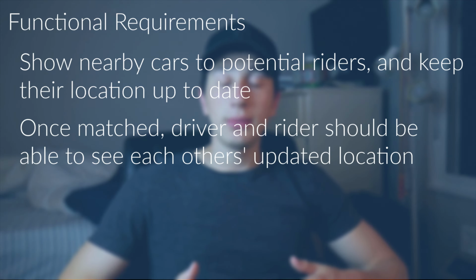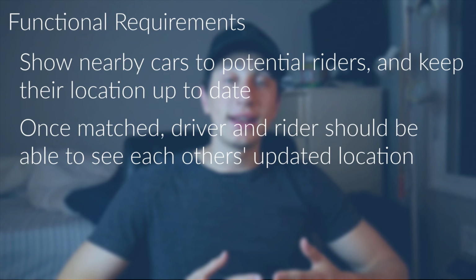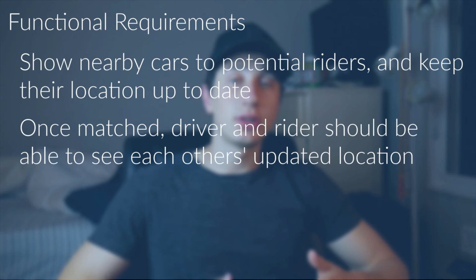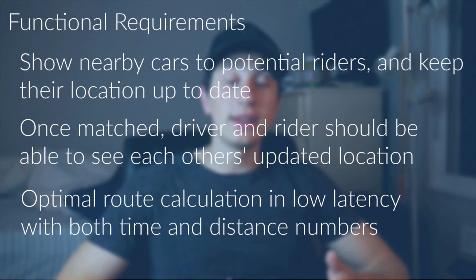In addition, once passengers are matched with a specific driver in order to take them on their route, they should both be able to see the other's location from that point until they're actually in the ride itself. And then finally, and this is where the Google Maps aspect comes into play, because Google Maps is sort of a subset of the Uber app, an estimated time and a distance for any given route should be able to be calculated.